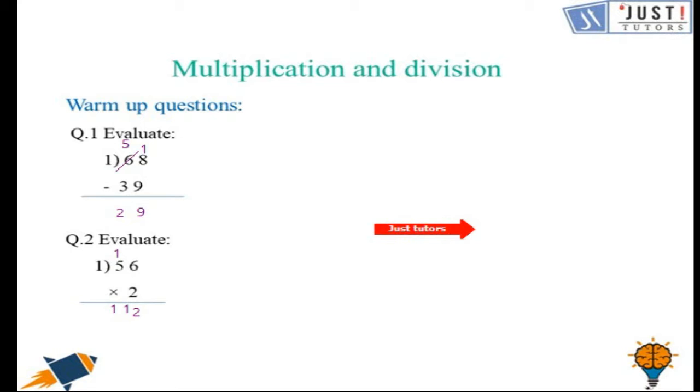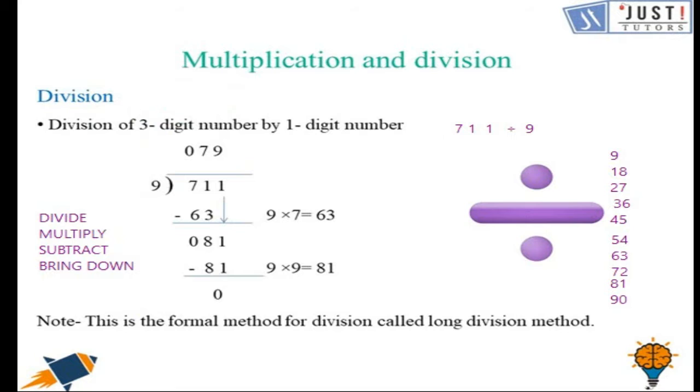Now let's move forward and learn how we can divide a 3-digit number by a 1-digit number. So here we are going to divide 711 by 9. I have provided the 9 times table there for you. We'll be taking help from there, and with that I have written 4 steps here: divide, multiply, subtract and bring down, which will help us while we are working with long division.